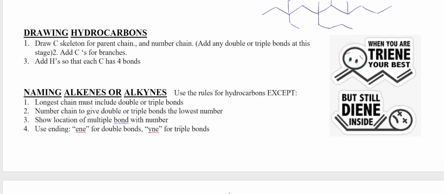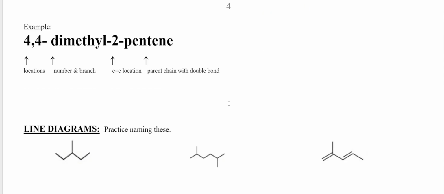Okay, so drawing hydrocarbons and naming alkenes and alkynes, there's the rules right there. You can pause the video and take a look at that and review it yourself. So this one right here is, as you can see, an alkene because it has ENE, so that means there's going to be a double bond. So I've got 5 carbons with a double bond.